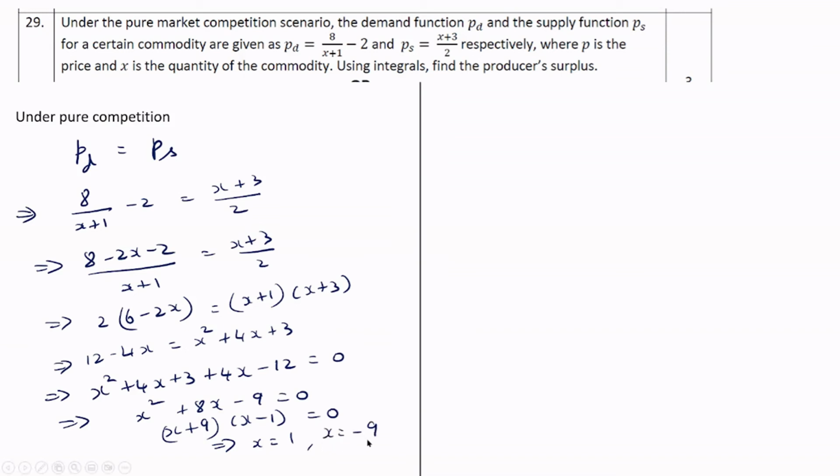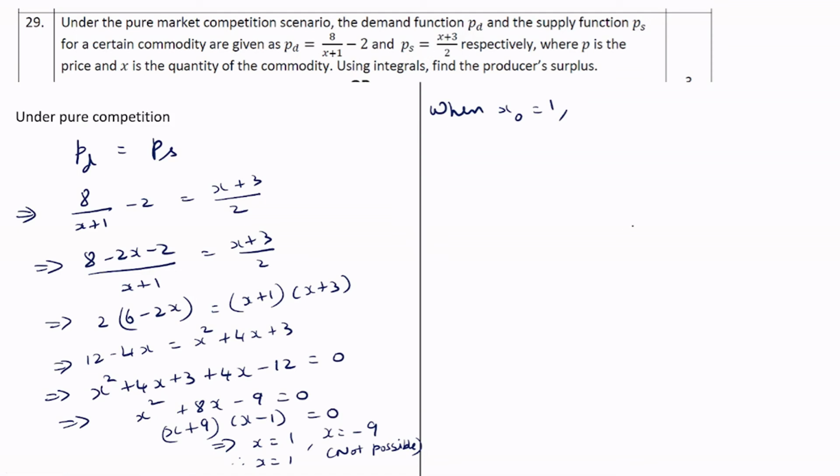Now the quantity cannot be negative. So this is not possible. So x is 1. Therefore x is equal to 1. Now let us find the equilibrium price. When x naught equal to 1, we can substitute either in a demand function or supply function. Wherever we substitute, we'll get the same answer.